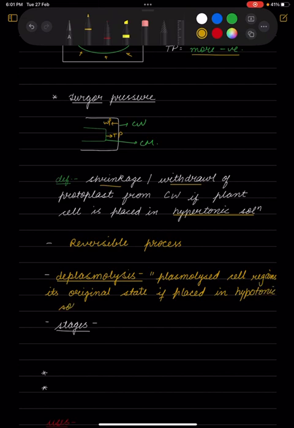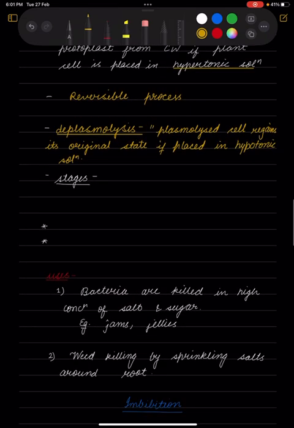Okay, so I have discussed the stages of plasmolysis. There are three stages. Number one, limiting plasmolysis. Number two, incipient, and number three is evident.